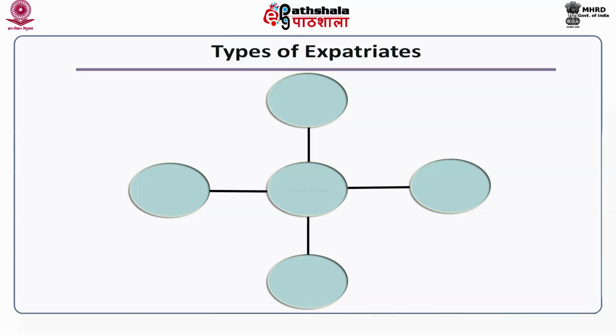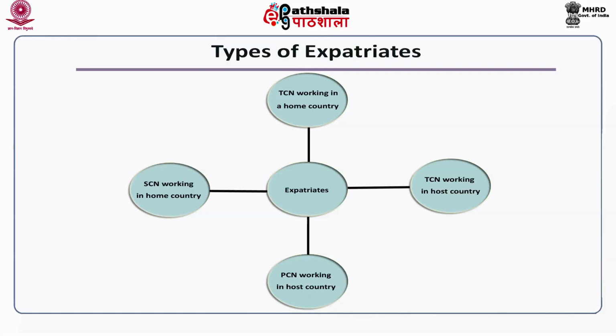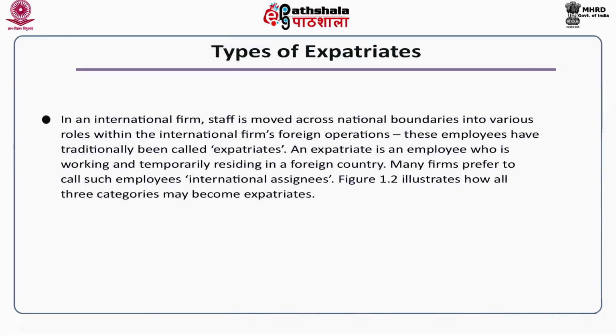Types of expatriates. There are 4 types of expatriates: a third country national working in the home country, a subsidiary country national working in the home country, a parent company national working in the host country, and a third country national working in the host country. In an international firm, staff is moved across national boundaries into various roles within the firm's foreign operations. These employees have traditionally been called expatriates. An expatriate is an employee who is working and temporarily residing in a foreign country. Many firms prefer to call such employees international assignees.